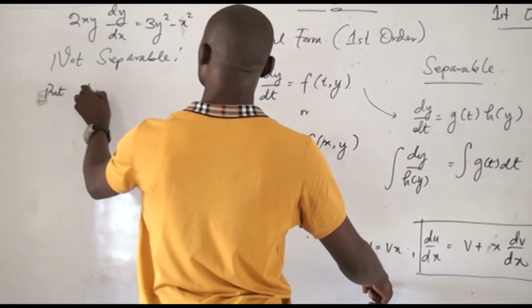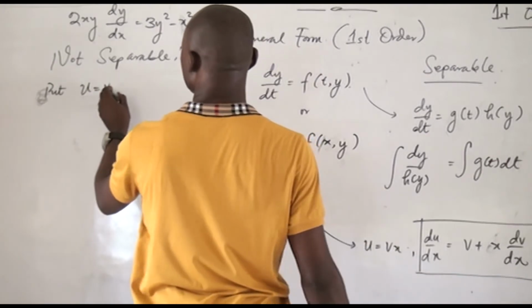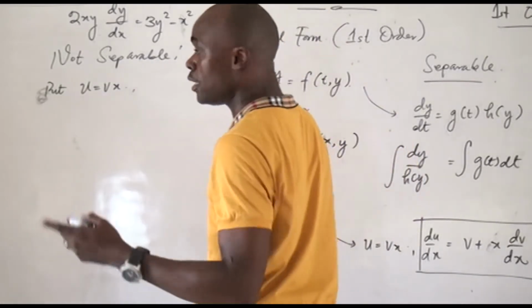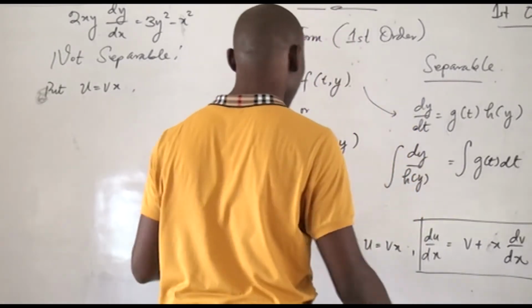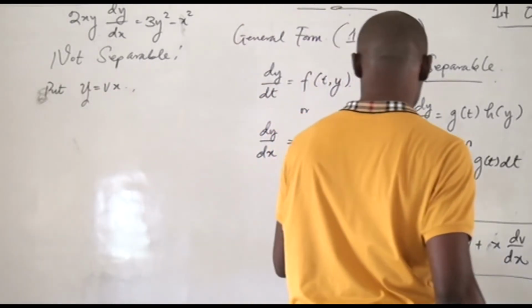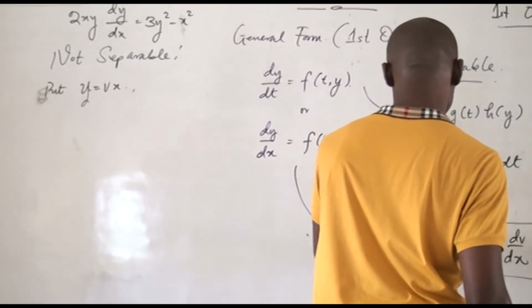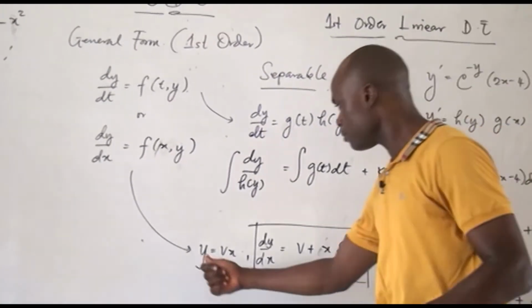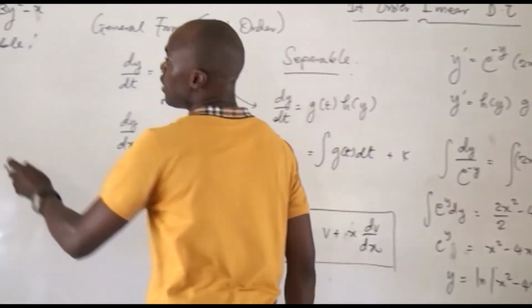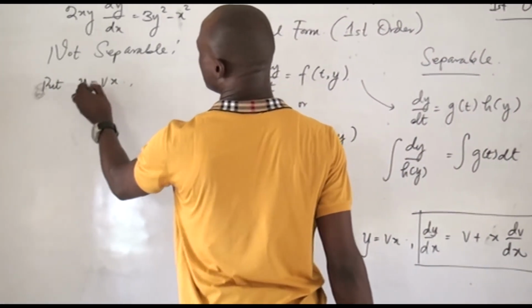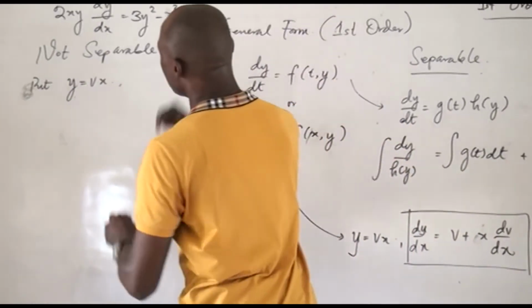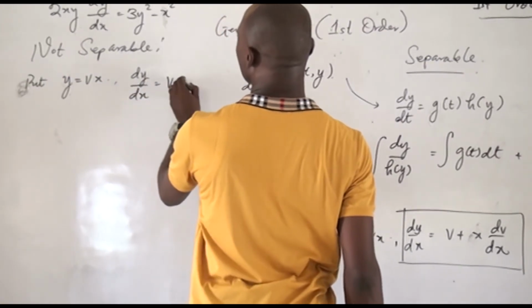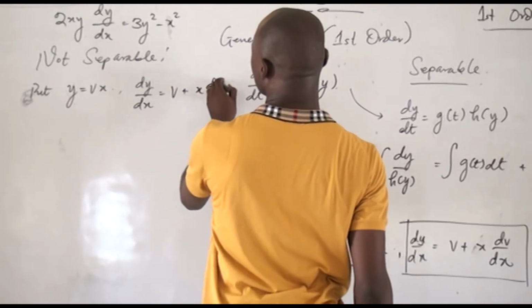put y equal to vx. I think it's better we say y than u. So we put y as vx. That means that our dy/dx is going to be v plus x dv/dx.